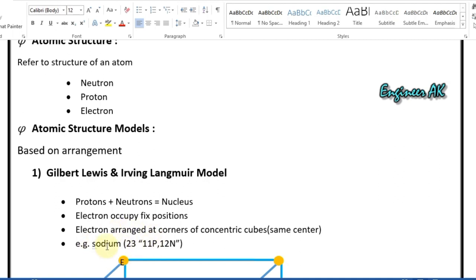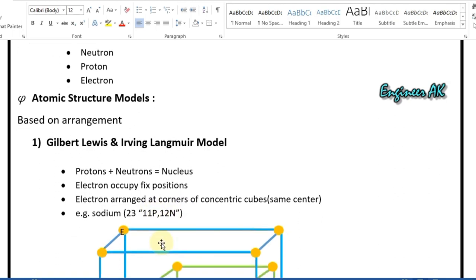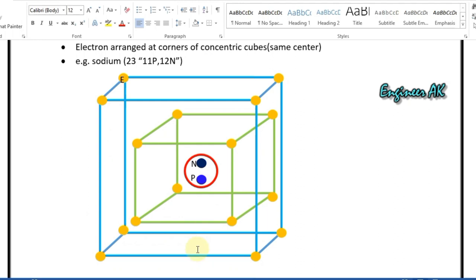Let's take the example of sodium, which has atomic number 11 and mass number 23, having 11 protons and 12 neutrons, and this is the model. As I told you, in this model we have concentric cubes. We can see that the blue one and the green one have the same center. This red one is the nucleus having protons and neutrons, and at each corner we have electrons. They are fixed and they are not moving. And these are the concentric cubes.